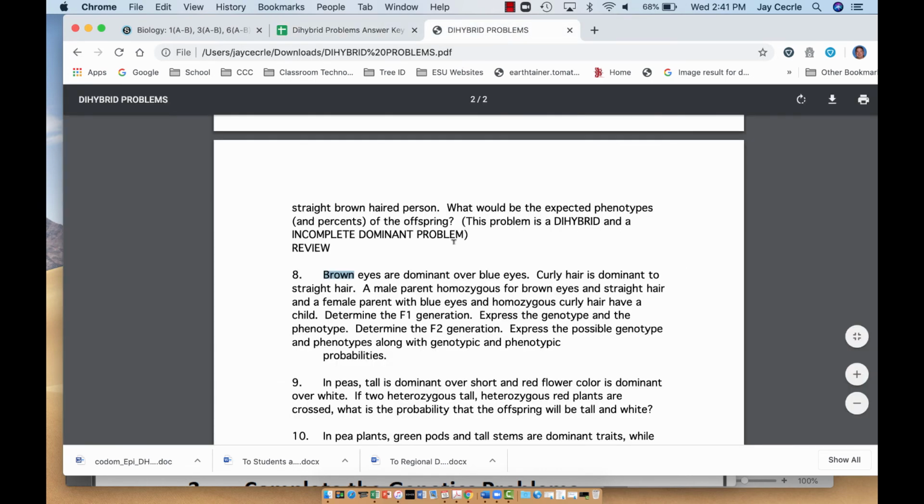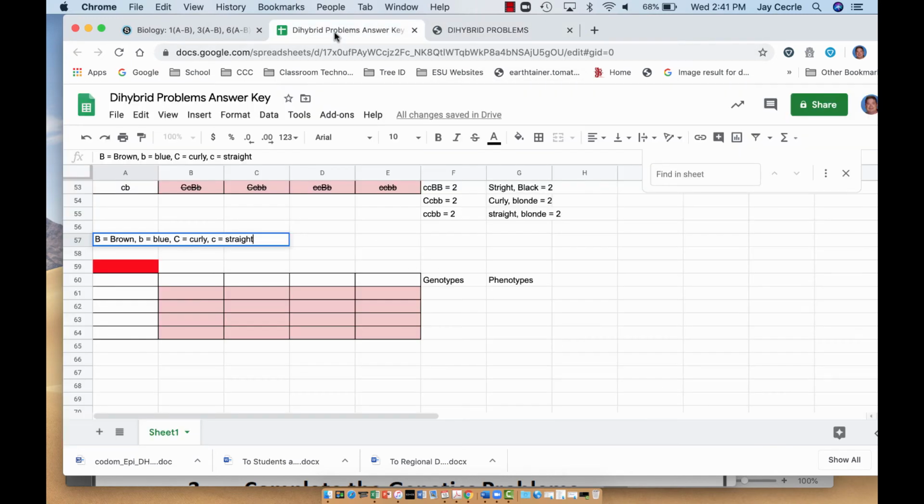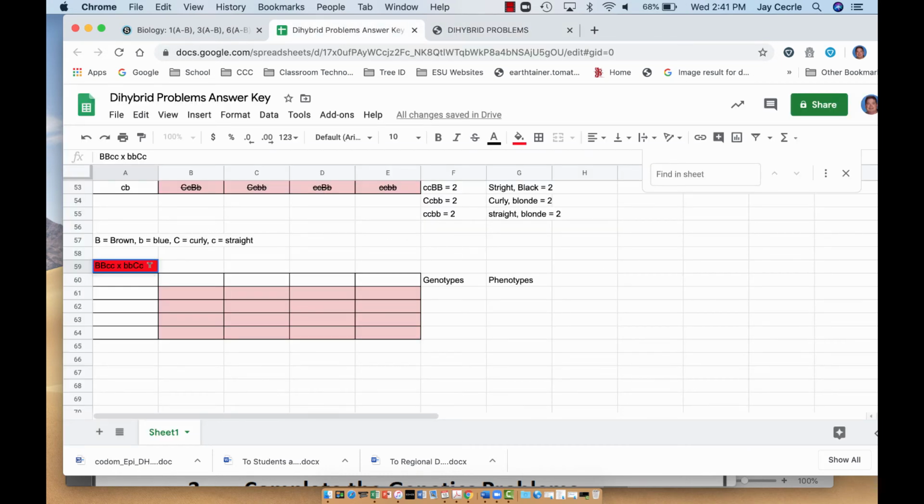Okay, let's go and do the male parent first. We'll just stick in order. So homozygous for brown, so that'll be 2 capital B's. And then straight hair is recessive, so that'll be 2 lowercase c's. And then we have a female parent with blue eyes, so that'd be 2 lowercase b's. And they said heterozygous curly hair. Okay, curly hair. Oh, my bad. Homozygous curly hair. So that would be 2 capital C's.